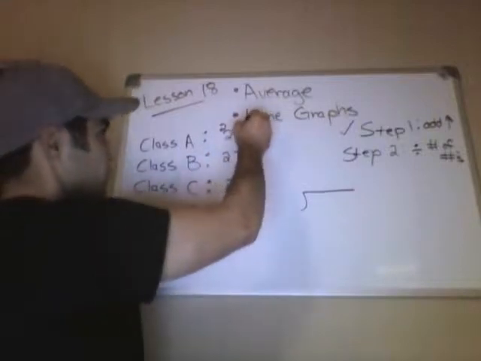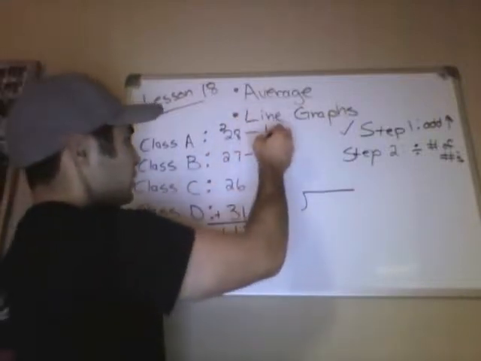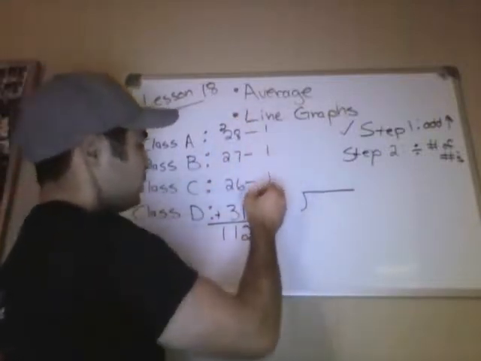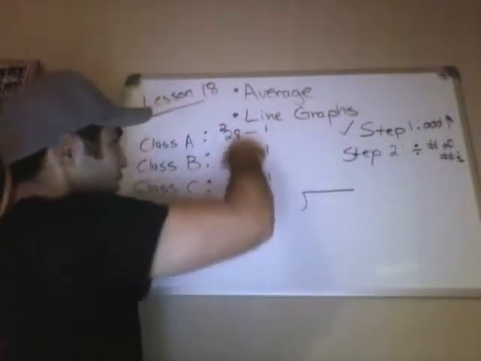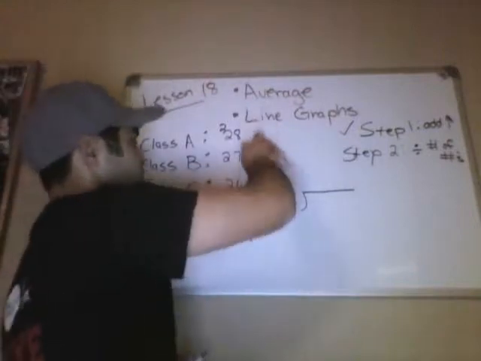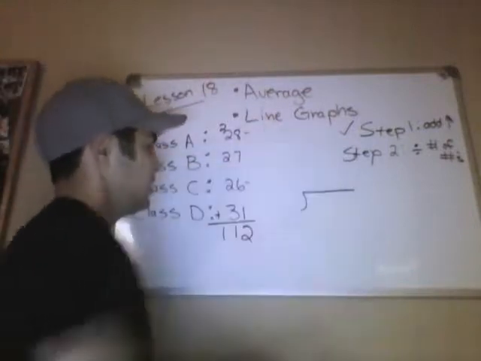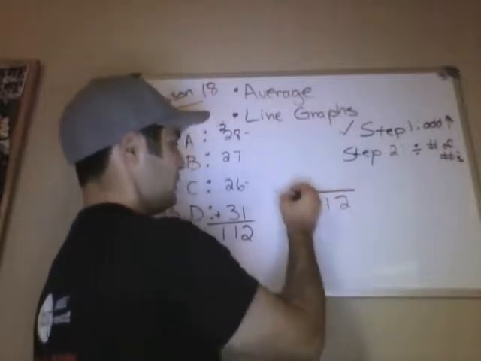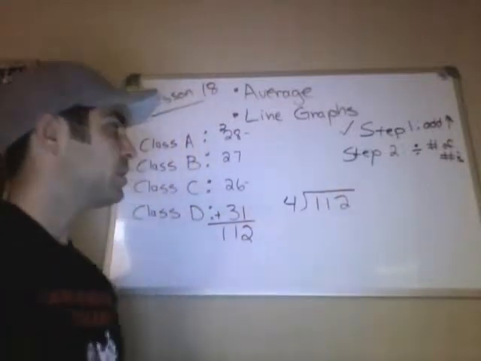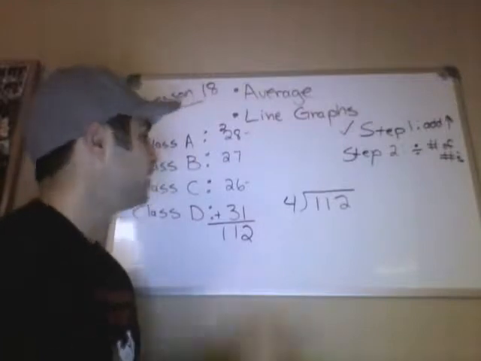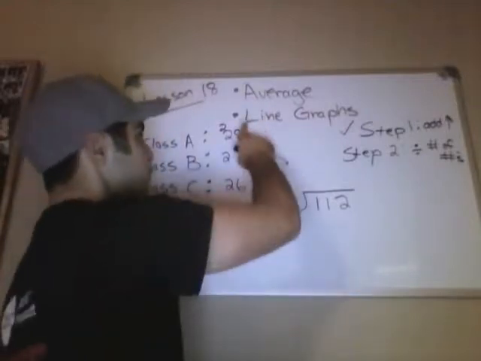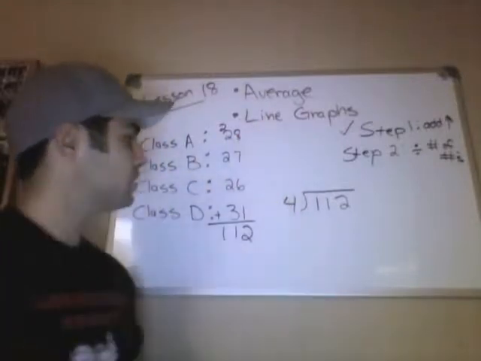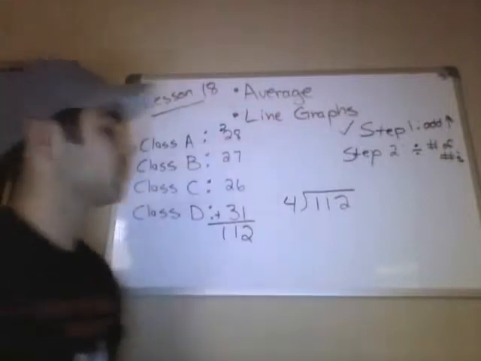Step number two, you divide by the number of numbers. And we have 1 number, 2 numbers, 3 numbers, 4 numbers. 1, 2, 3, 4. Okay? So we're going to divide this number, 112, by 4. So that's step number 2. And when we get that, we're going to get 4 equal groups that we can put in these 4 classrooms.